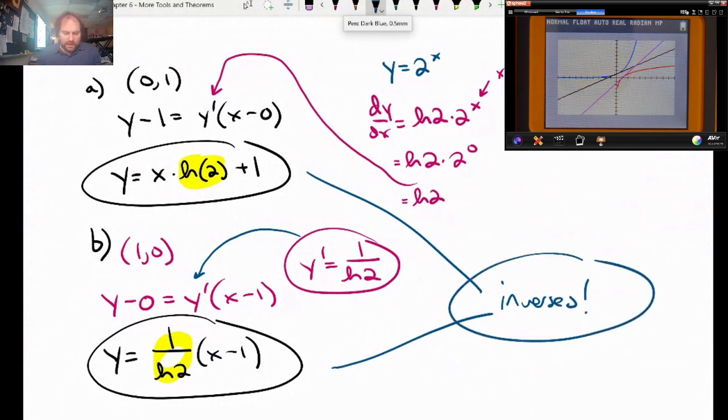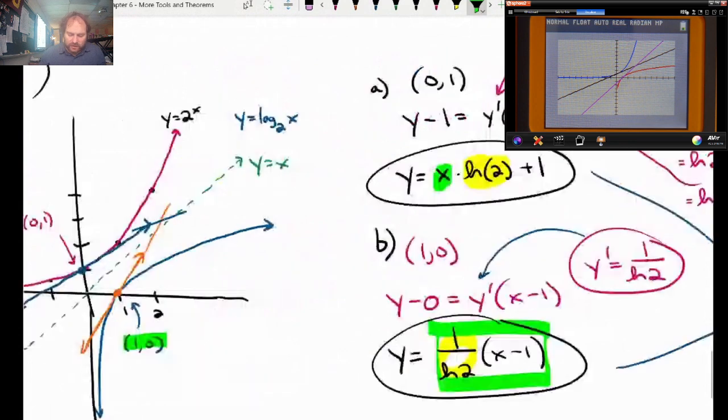If you take this entire expression here and plug it in for x up there, it will undo the rest of the function and leave you with x. The natural log of 2's will cancel out, and then the plus 1's will cancel out also, and you'll be left with just x. These are inverses of each other because they also reflect over y equals x. So these are inverses. That's the answer to part C.